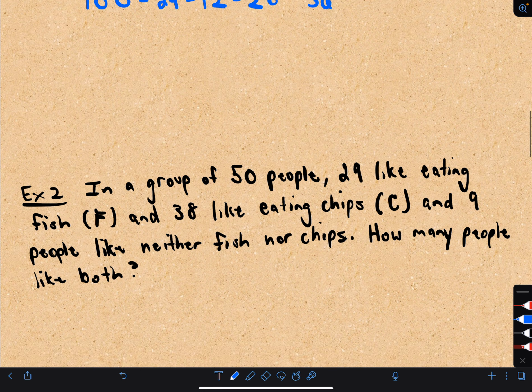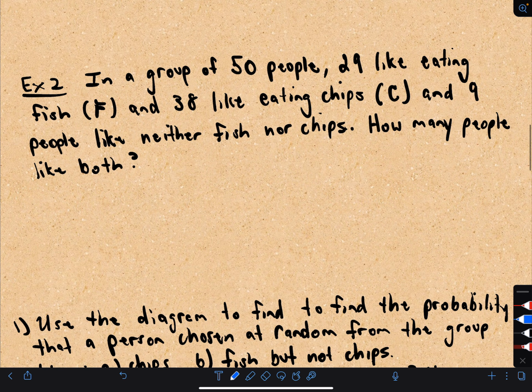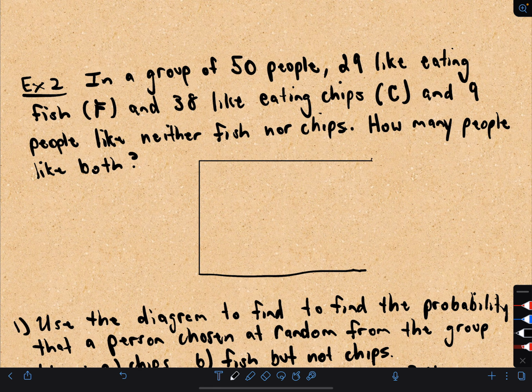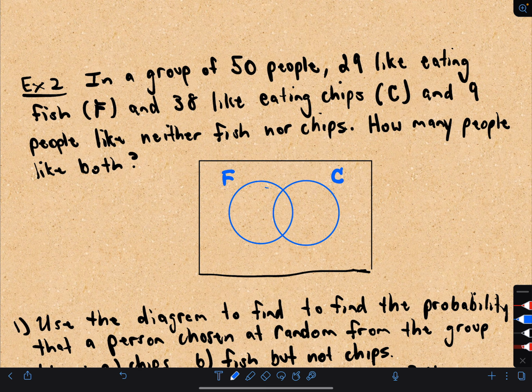So let's look at another example here. I've got a group of 50 people, and of those we have 29 like eating fish, so I'm going to use an F for my set there. Let me go ahead and make my Venn diagram here. Let me put my box in here. My rough looking little box. So I've got people that like eating fish, so we'll label that with an F. We have 38 that like eating chips, so I'll put a C up here for chips. And 9 people like neither fish nor chips.